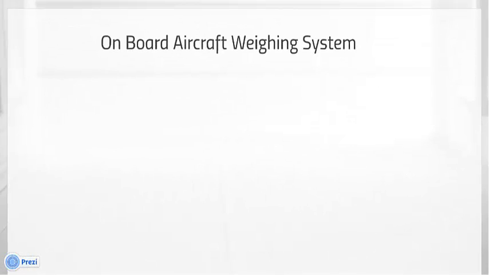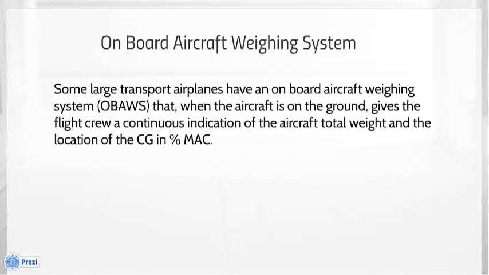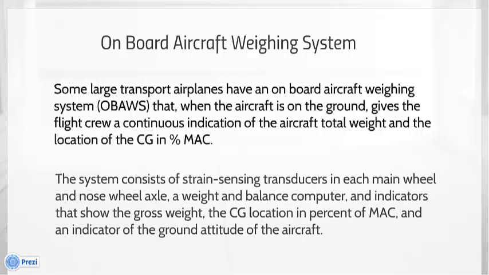Onboard aircraft weighing system. Some large transport airplanes have an onboard aircraft weighing system that, when the aircraft is on the ground, gives the flight crew a continuous indication of the aircraft total weight and the location of the CG in percent MAC. The system consists of strain sensing transducers in each main wheel and nose wheel axle, a weight and balance computer, and indicators that show the gross weight, the CG location in percent of MAC, and an indicator of the ground attitude of the aircraft.